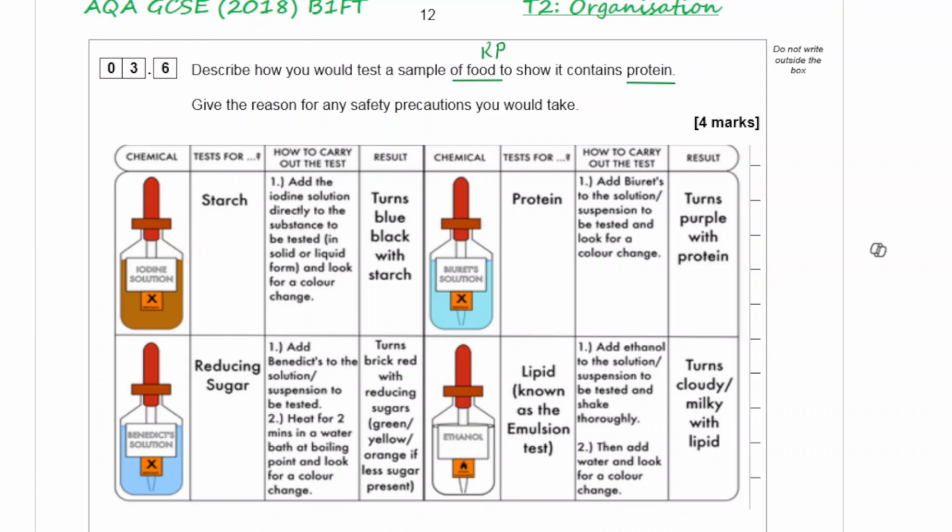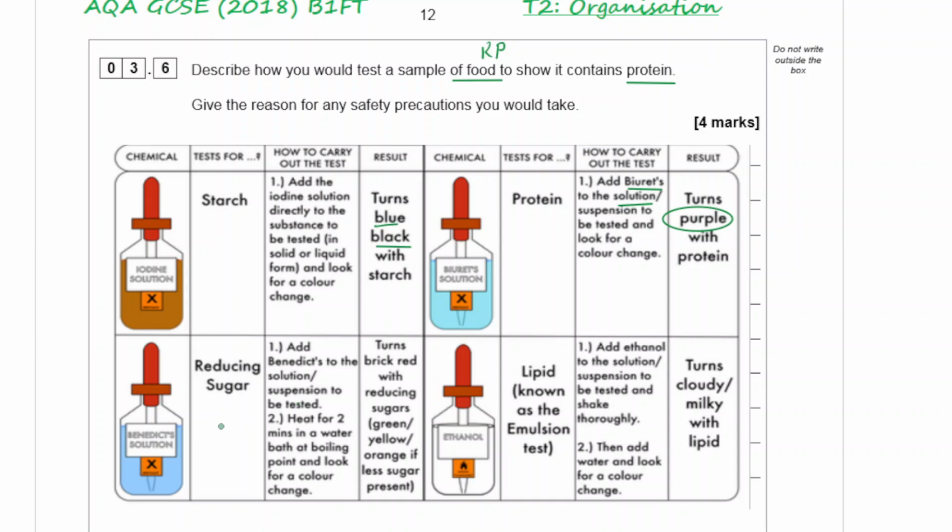So this image or table shows the 4 main food tests that we do. Starch is the easiest one. We add iodine solution to it, and if there is starch, it will turn blue-black. You need to make sure that you write blue-black if there is starch. For protein, you add what is called Biuret solution, which is a slight light bluish solution. But if there is protein in the food, it will turn purple.